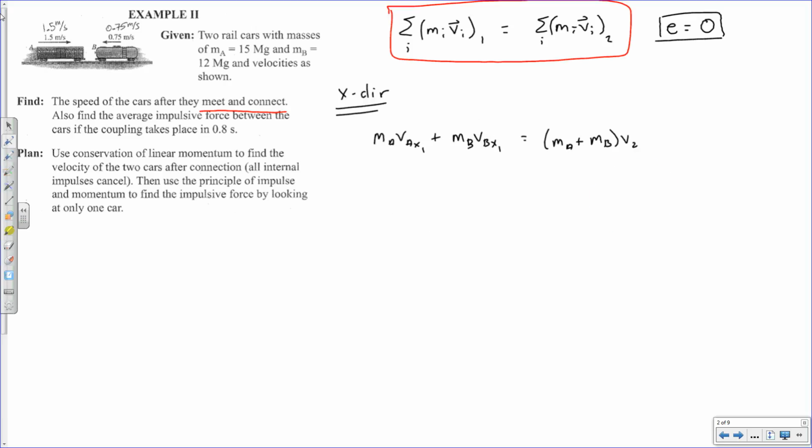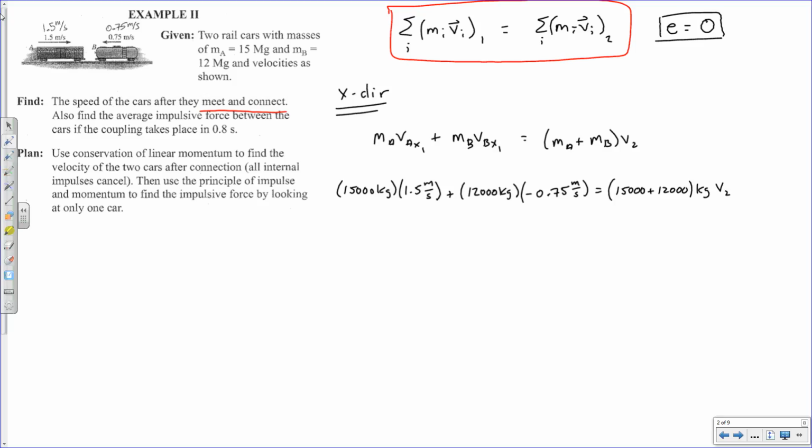x is positive to the right. So initially, the mass of object A, this is 15,000 kilograms. We use kilograms, that's our base mass unit in the SI units, times 1.5 meters per second. Okay, that's positive because it's moving towards the right, plus the mass of object B, this is 12,000 kilograms, times its velocity is 0.75, but we put a negative sign in front of it because it's moving towards the left, meters per second, and that's equal to the sum total of their masses, 15,000 plus 12,000. This will be in units of kilograms, times v2.